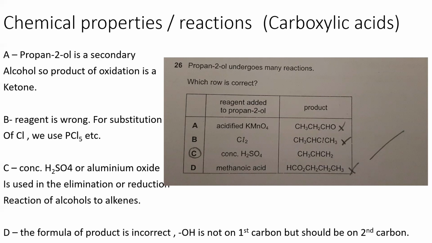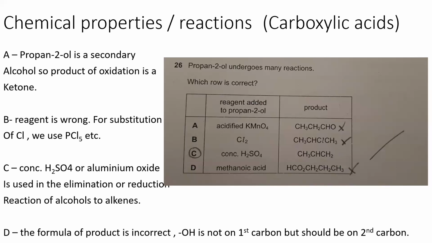So if you add Cl2 to propan-2-ol, this formula is correct, but the thing is, the reagent used is wrong. So you must use PCl3, PCl5, those ones, SOCl2, those are correct. So 3, concentrated H2SO4. So this is an elimination reaction, and it does produce CH3CH=CH2. So a carbon-carbon double bond is formed.